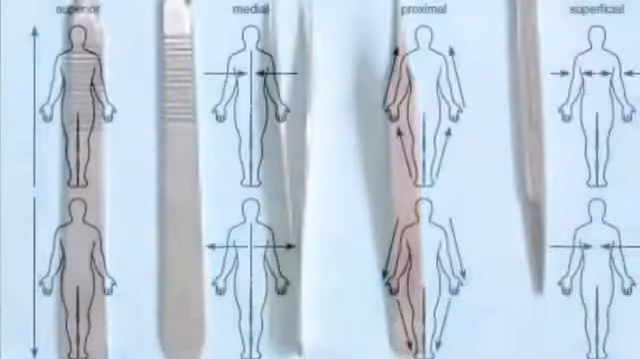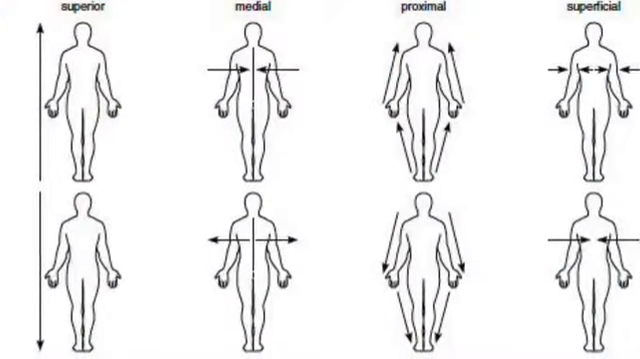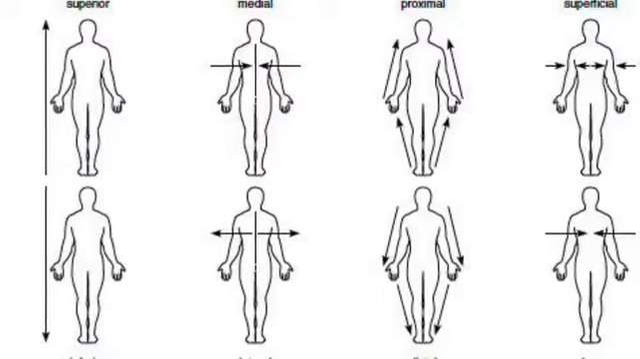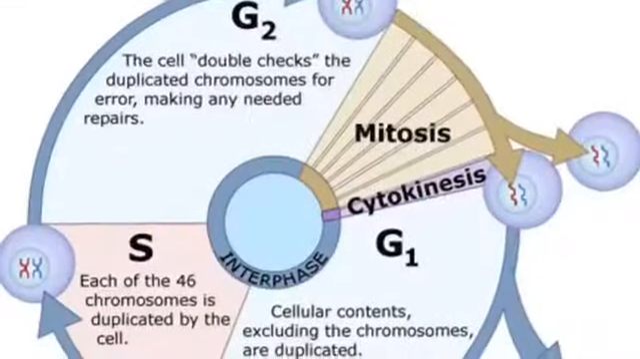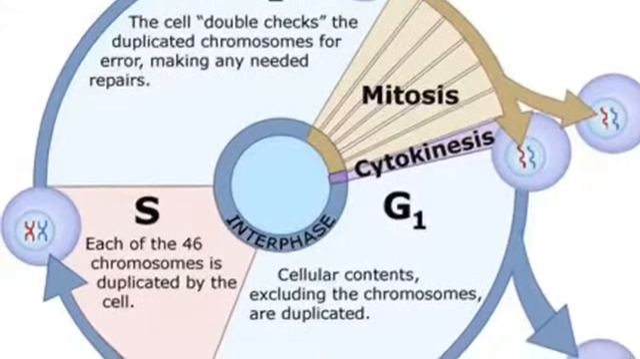Our body moves in a variety of directions, so remember the nautical terms for direction. Cells differentiate to create specialization. The meiotic cell cycle has a process of growth and repair, as you can see right up there.